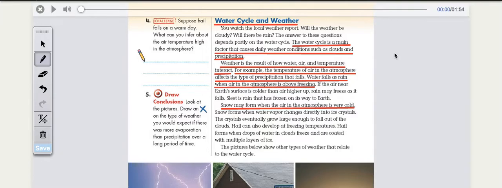Water falls as rain when air in the atmosphere is above freezing, so it's not very cold. So water falls as rain when the temperature in the atmosphere is not very cold, while it falls as snow when the temperature is very cold. So this is how the water cycle affects the weather.